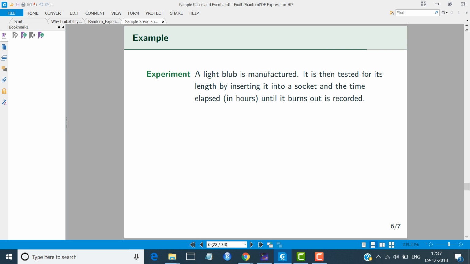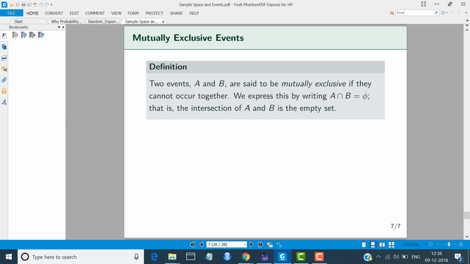We are taking another experiment, in which a light bulb is manufactured. It is then tested for its lifetime by inserting it into a socket and timing it until it burns out. So what is the sample space in this case? The sample space is the time t, where t is greater than or equal to 0. Any number greater than or equal to 0 is in our sample space. The event that the bulb burns less than 3 hours is t less than 3.